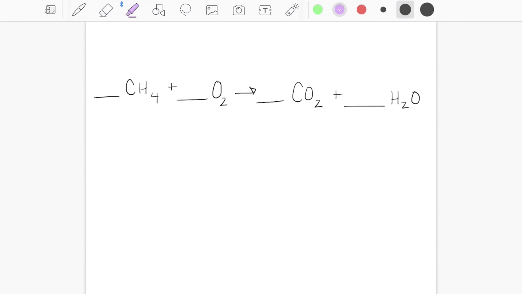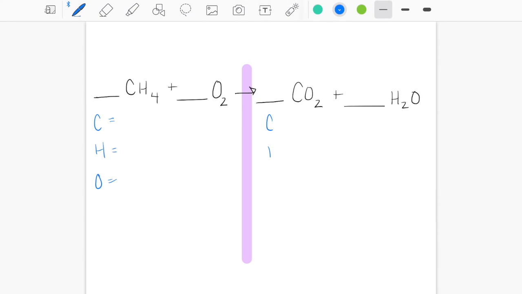For the next one, again, I like to start out by separating my reactants and products, writing out all the different elements that I have. So I have carbon, hydrogen, and oxygen on this side, and I'm going to have carbon, hydrogen, and oxygen on this side as well. Counting the atoms, I have 1 carbon on this side, 4 hydrogen, and 2 oxygen. For this side, I have 1 carbon, 2 hydrogens, and then 2 oxygens here and 1 oxygen here, so in total, 3 oxygens.